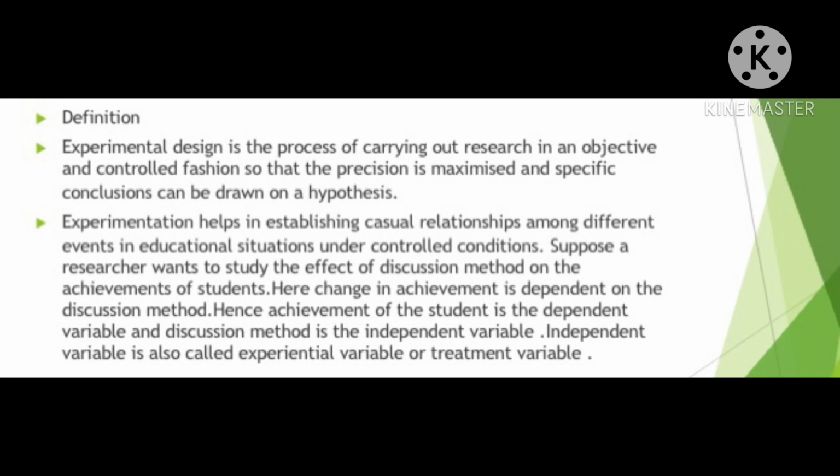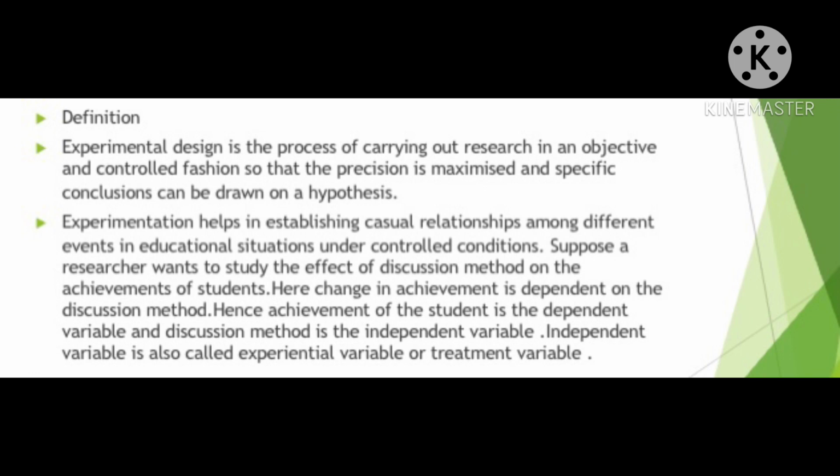In order to reach a conclusion, or in order to prove or disprove a hypothesis, we are doing a systematic method that is called experimental research or experimental design. There are different variables in an experimental design. Experimentation helps in establishing causal relationship among different events in educational situation under controlled condition.